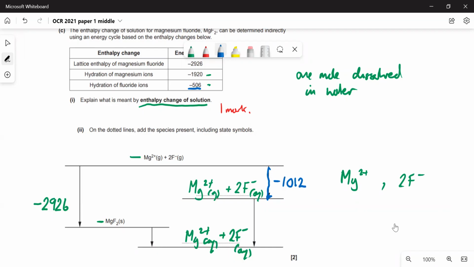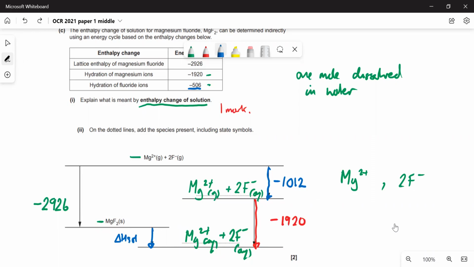And this red line here, we are hydrating just the magnesium ion, so that's minus 1920. Okay, and finally, we've got to work out this delta H sol here. Why is it delta H sol? Well, look, we're turning 1 mole of magnesium fluoride solid into the ions dissolved in water there. So that is delta H sol. So we've got to work out the value of that blue arrow.